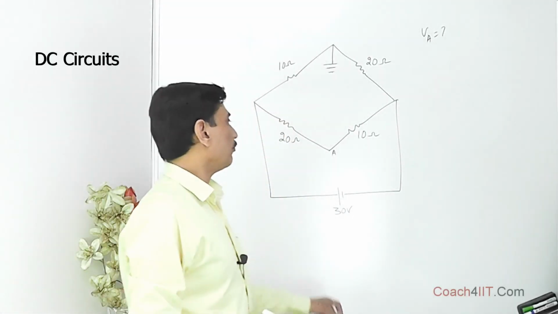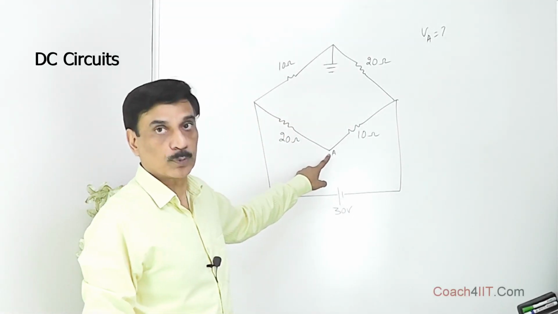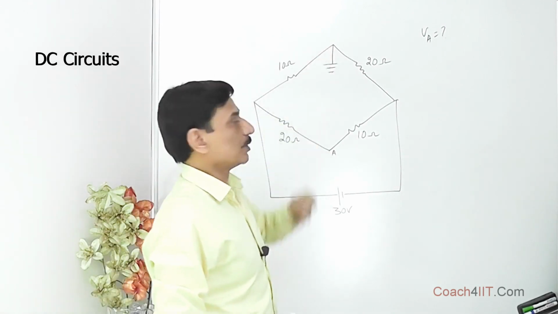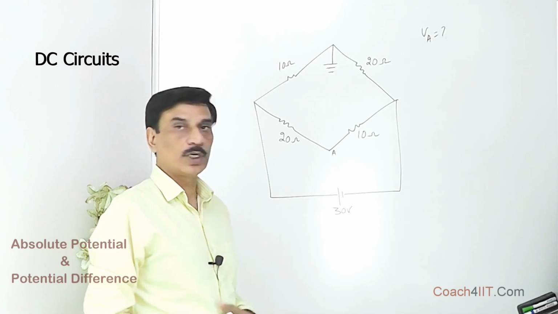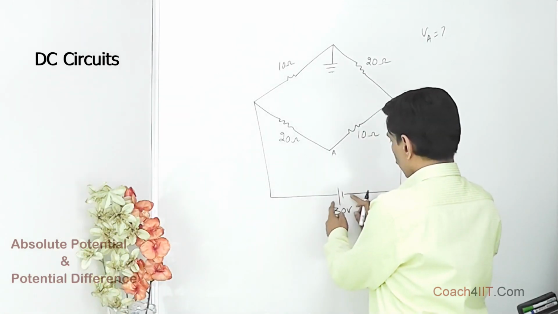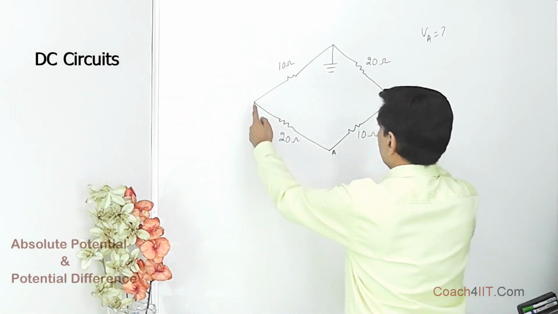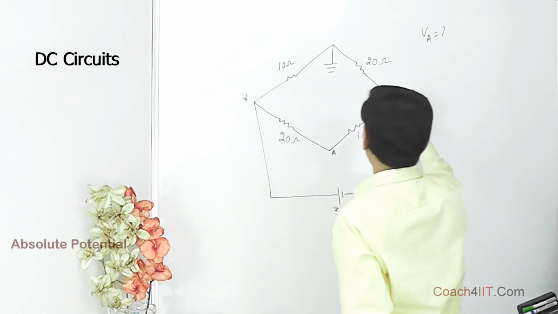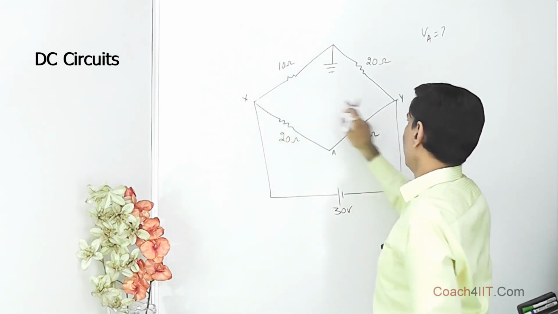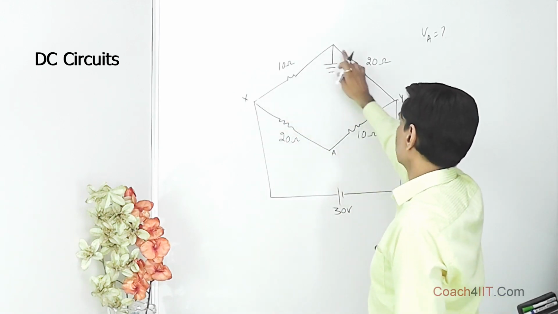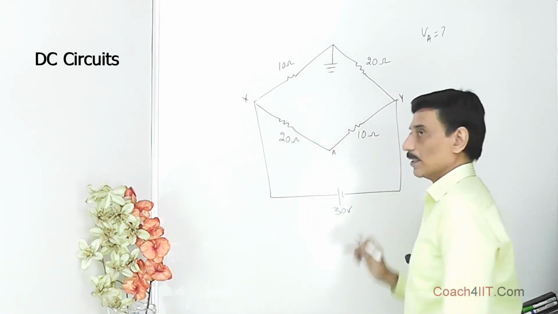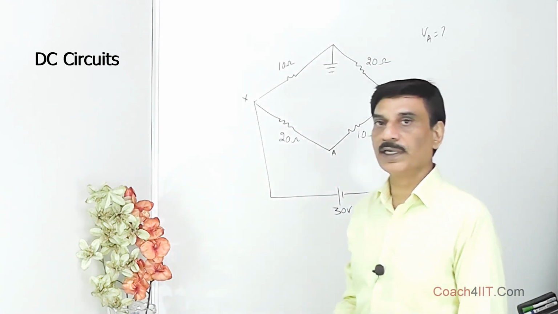Network, we have to find the absolute potential of A when this point is earthed. Over here, the battery has a voltage of 30 volt. If the battery has a voltage of 30 volt, it means across these 2 points, if we take them as X and Y, the potential difference across X and Y is 30 volt, whether we take this path, or this path, or this path. As we did earlier, we will not get confused.